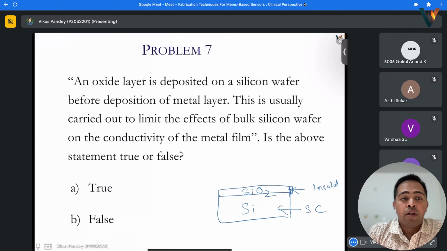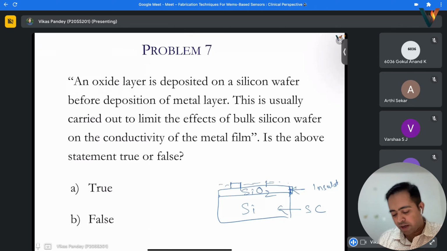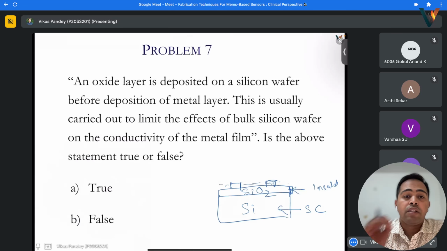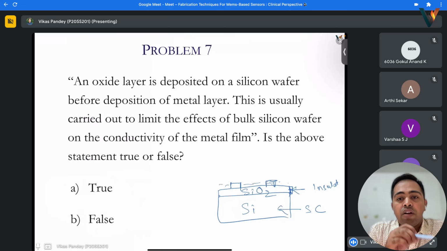After this, some metal was deposited, actually full deposition, and then we patterned it. So let's say that some metal electrodes or IDE pattern was made over it. This is usually carried out to limit the effect of bulk silicon wafer on the conductivity of the metal film. Is the above statement true or false?